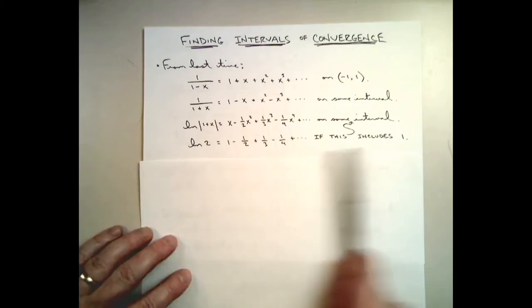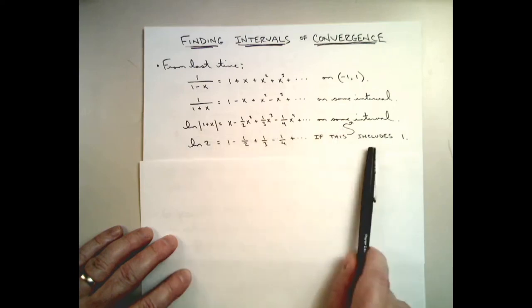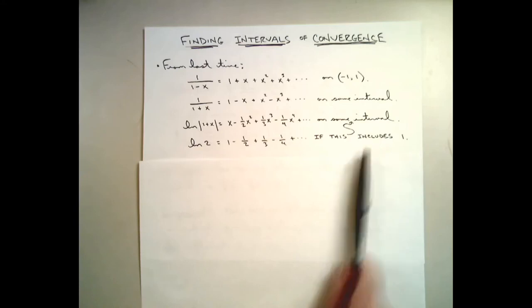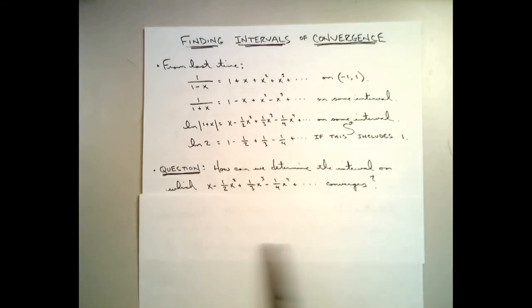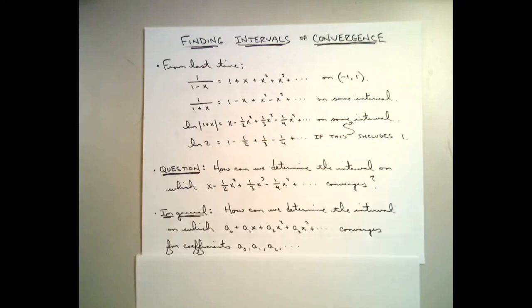Of course, it only holds if this interval on which this equality is true actually does contain the number 1. So the question is, how can we determine if the interval on which this series converges does actually contain the number 1? How can we determine the interval on which this series converges? And more generally, how can we determine the interval on which a general power series converges, for various coefficients a0, a1, and so on? Well, that's the question that's going to drive our discussion today.